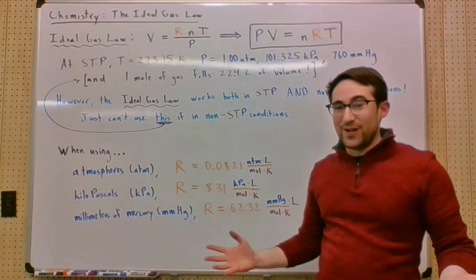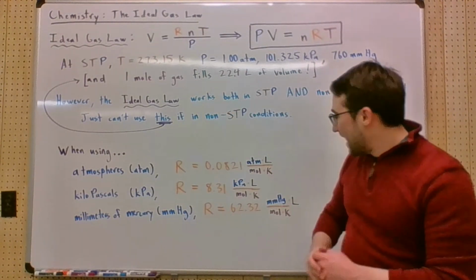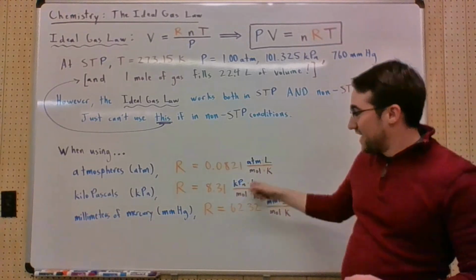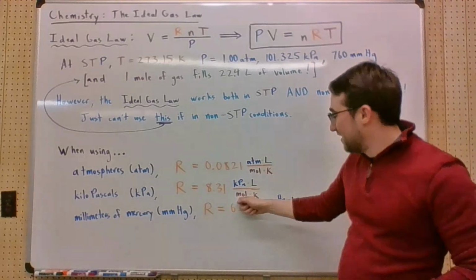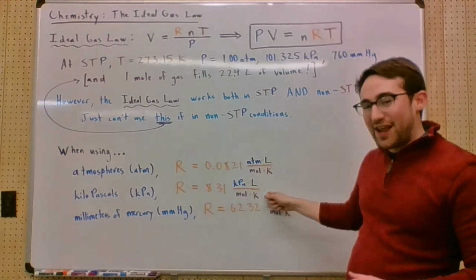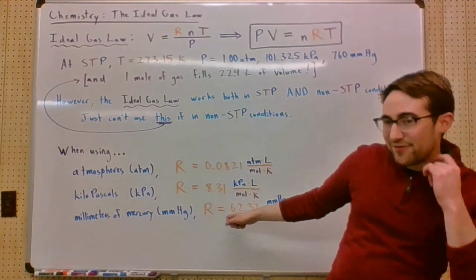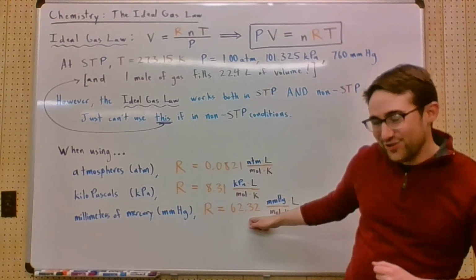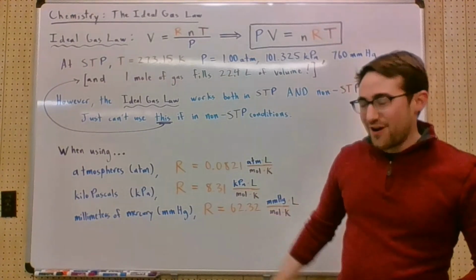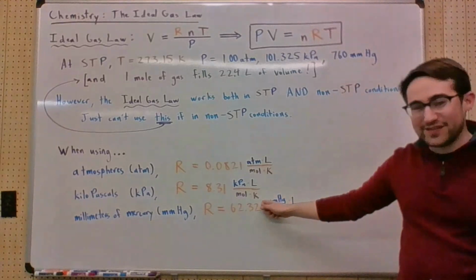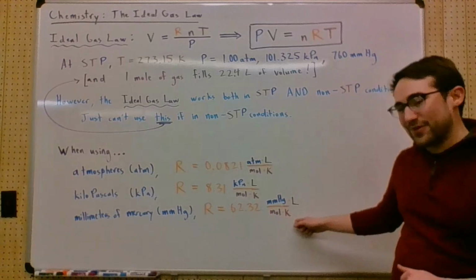So if you're using kilopascals, we use 8.31 as the number we plug in, and our unit shows that we're using kilopascals, kPa. Again, volume is in liters, amount is in moles, temperature is in Kelvin. And finally, if you're using mmHg, the number you plug in for R is 62.32. Bigger number for pressure, so bigger number for your R constant. Pressure is in mmHg, volume is in liters, amount is in moles, temperature is in Kelvin.